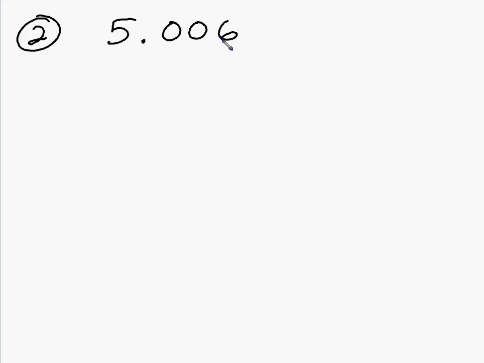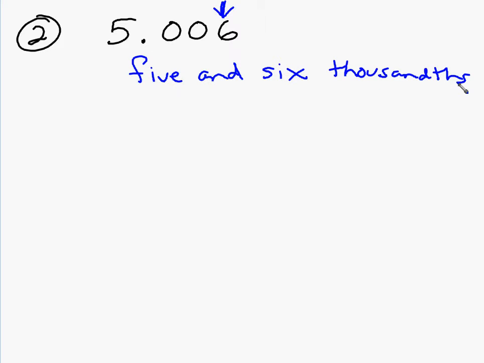So, how do you think we would say that one? Well, obviously, what's the first number? 5. And the only number I see is a 6, right? 5 and 6. Which place value is this? Thousandths. Okay?